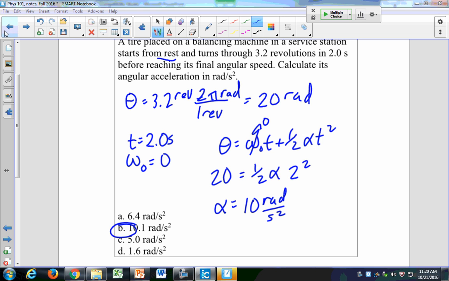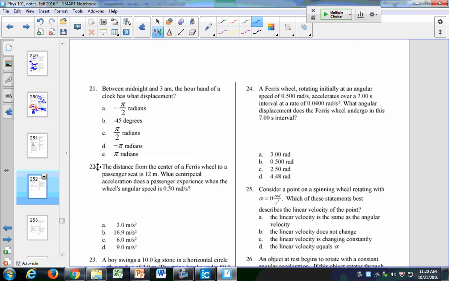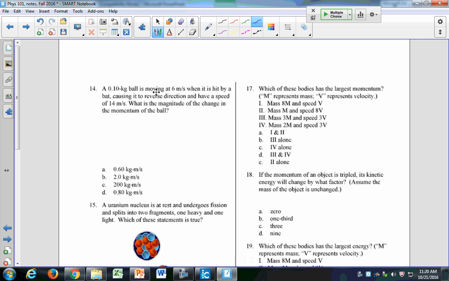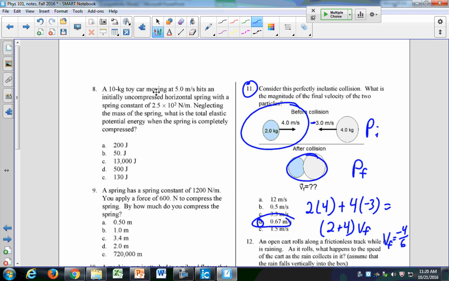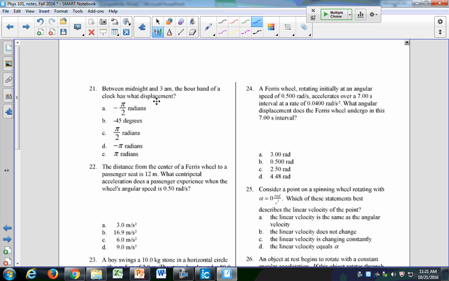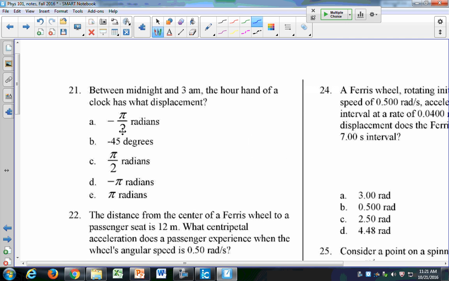Let's do a couple more. We'll go to the back and see what kind of trouble we can rustle up. All right, let's do page number 21. This should be exam 3. Let's do number 21. Between midnight and 3 a.m., the hour hand of a clock has what displacement? I have an awesome joke if y'all get this one right.